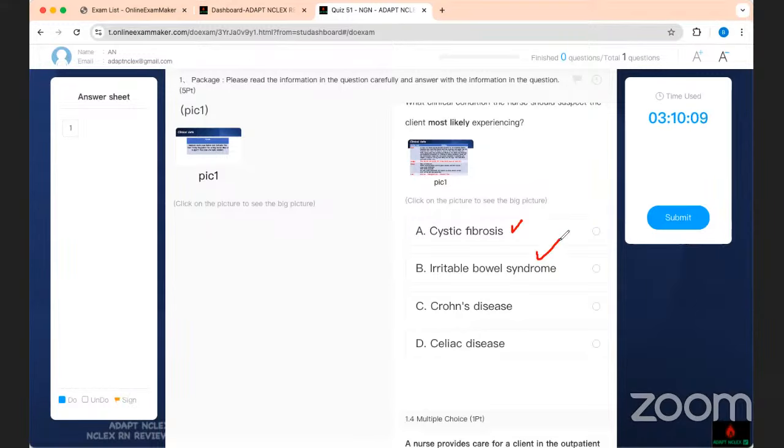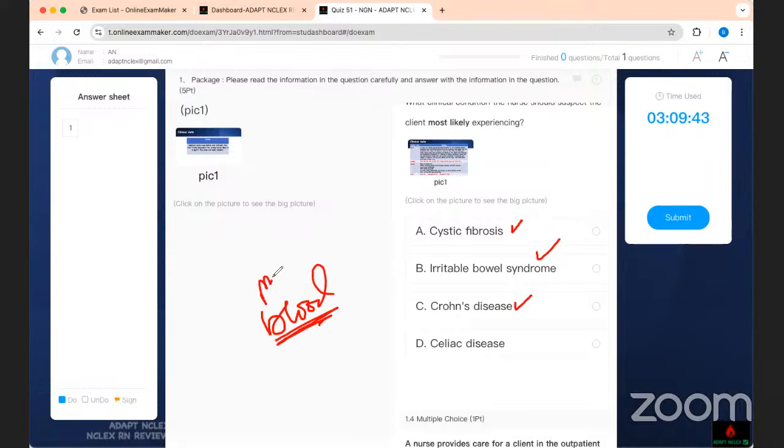It's not irritable bowel syndrome, because there's no alternating constipation and diarrhea. There's no relief of pain, right? There's no blood, and mucus in the stool is not pale. You keep on doing this in your brain. It can be Crohn's disease because there should be blood in the stool. That's one thing.